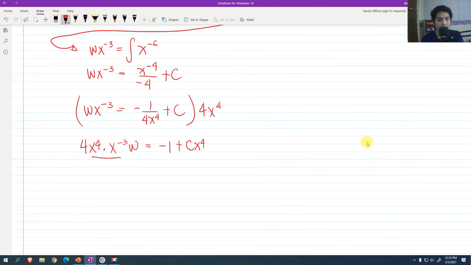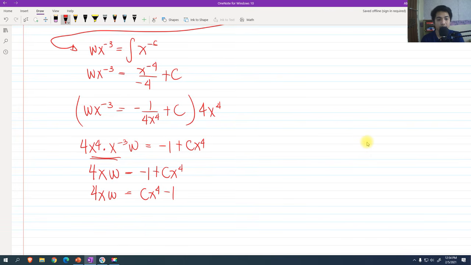Okay? And we can simplify this. 4 plus negative 3, or 4 minus 3, would be 4x, still with an exponent equal to 1. Okay? So we have 4xw, and then we have negative 1 plus c x raised to 4. Or we can rewrite this as 4xw equals c x raised to 4 minus 1.